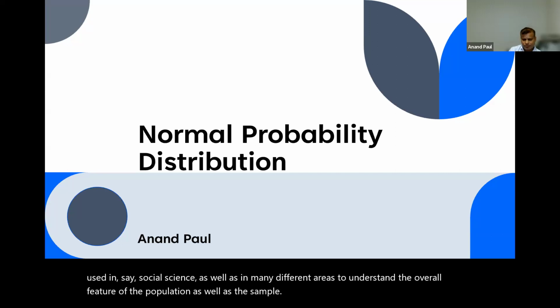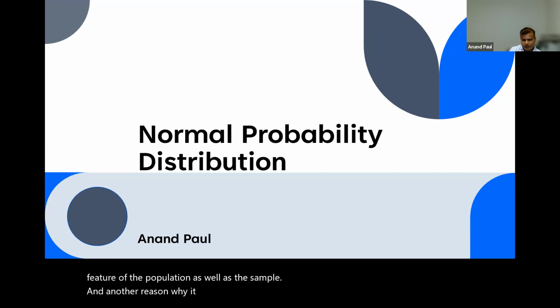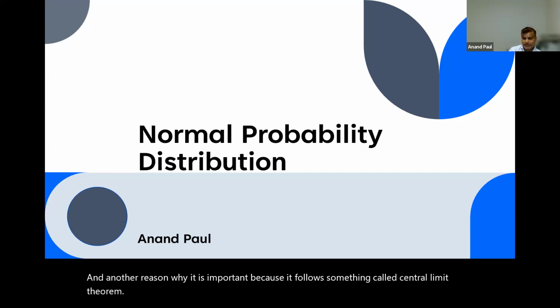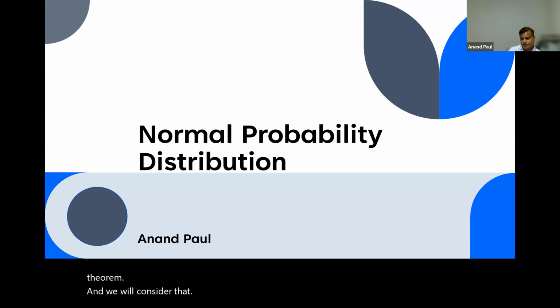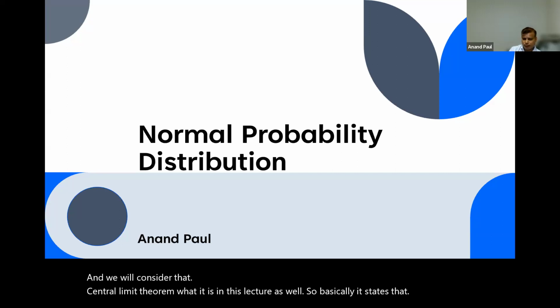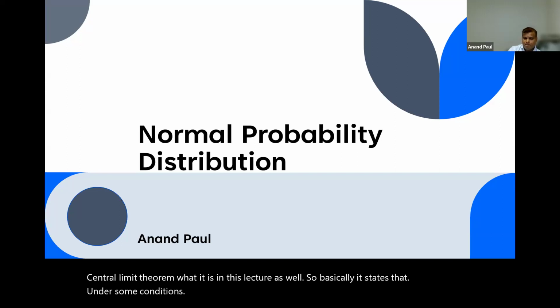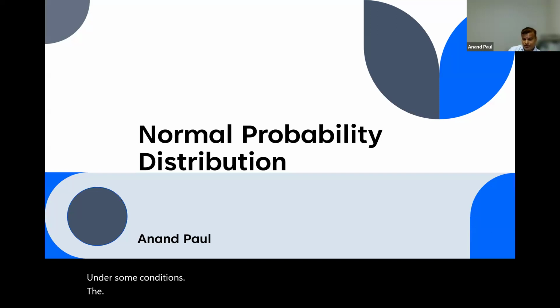Another reason why it is important is that it follows something called the central limit theorem. And we will consider what that central limit theorem is in this lecture as well. Basically it states that under some conditions, the average of many samples or observations or events of any random variables with a finite mean and variance will always converge to a normal distribution.